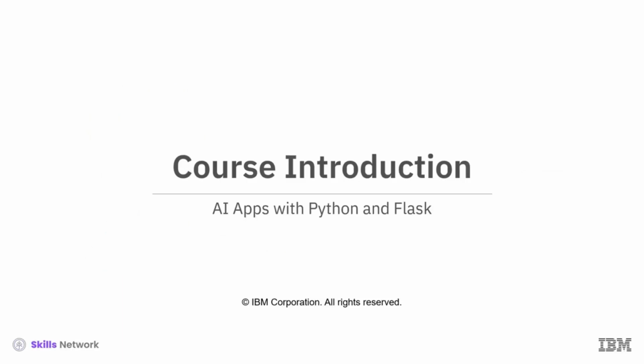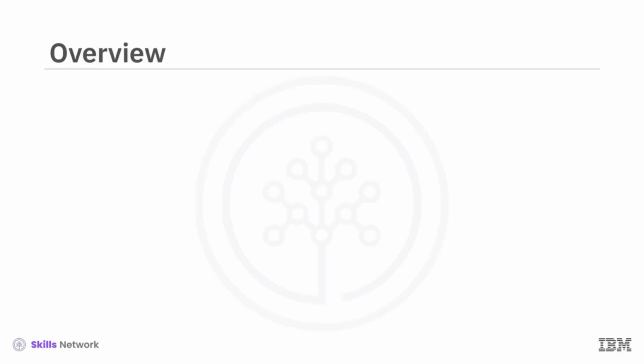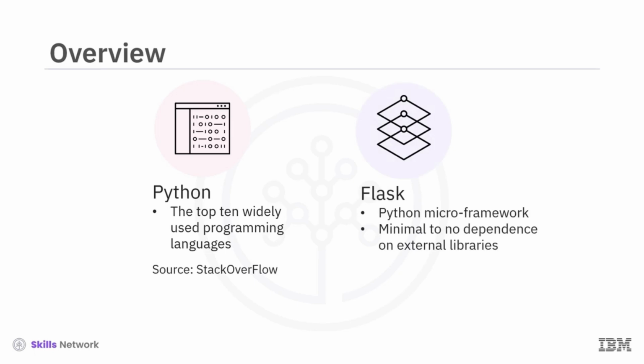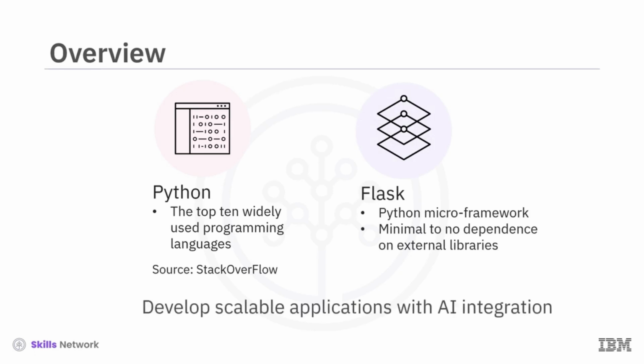Welcome to this course on developing AI-based applications using Python and Flask. Python is among the top 10 widely used programming languages globally, according to a survey conducted by Stack Overflow. Flask is a Python micro-framework with minimal to no dependence on external libraries. Using Python and Flask, a programmer can develop concise applications, even incorporate components of AI, and can also easily be part of a scalable solution.